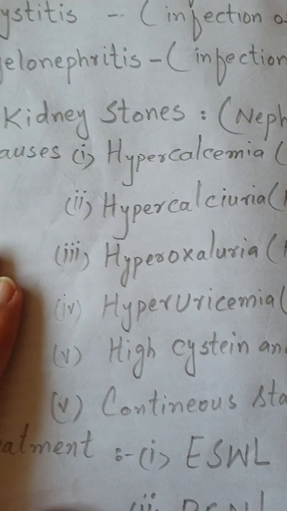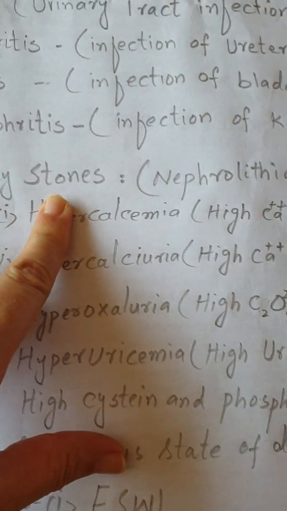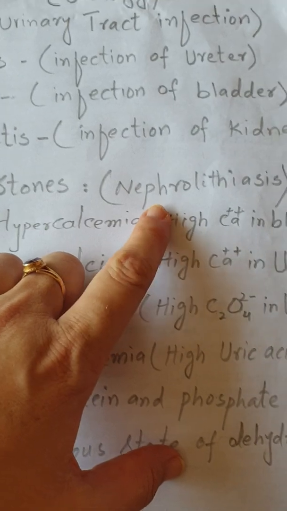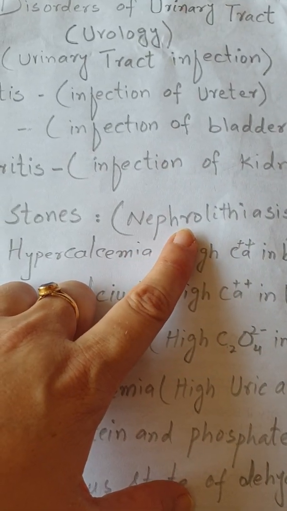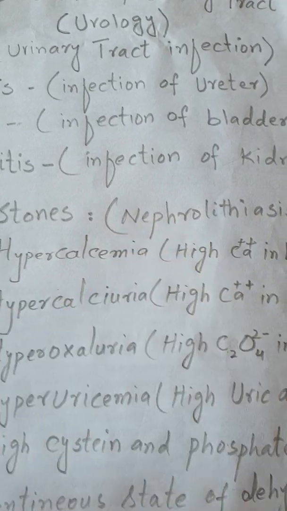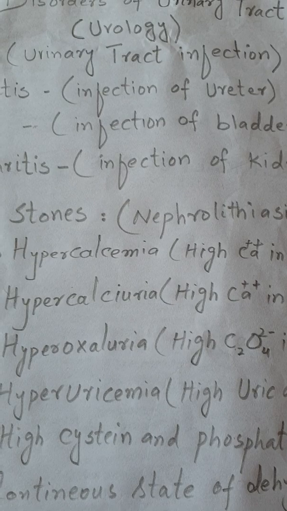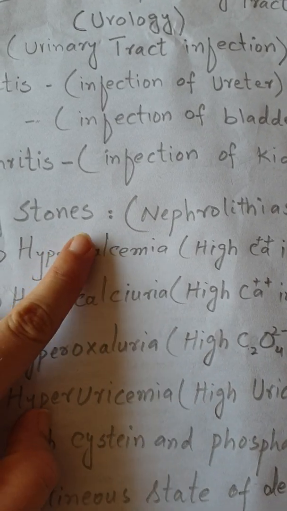urinary tract is the kidney stones. Kidney stone is also known as nephrolithiasis. If a patient has stones in their kidney, that is also known as nephrolithiasis.